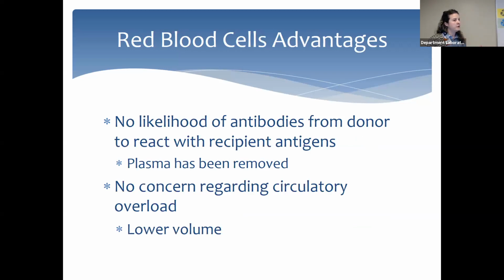Some advantages for using only red cells: no likelihood of antibodies from the donors to react with recipient antigens. All right, so you're just dealing with red cells. You don't have to worry about donor antibodies from the plasma, okay? That's why we can give ABO compatible for red cells, okay? And again, circulatory overload, because we're not giving them plasma either.